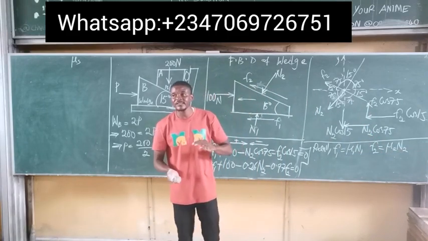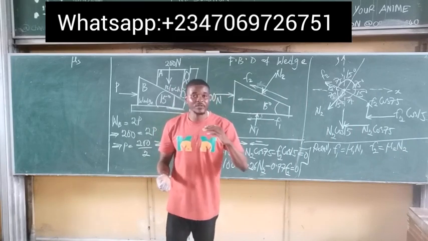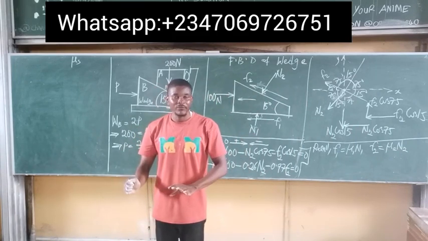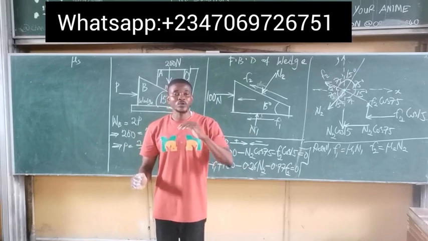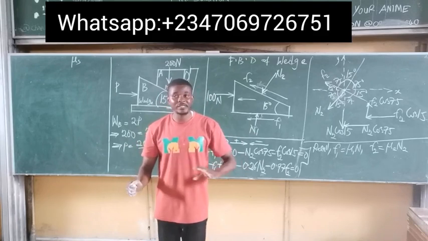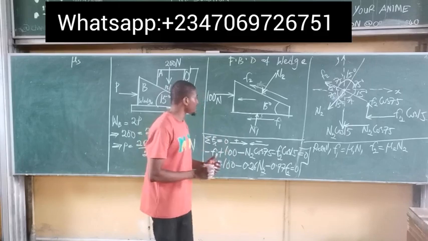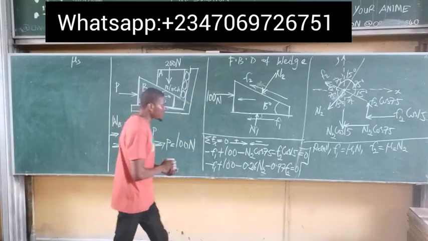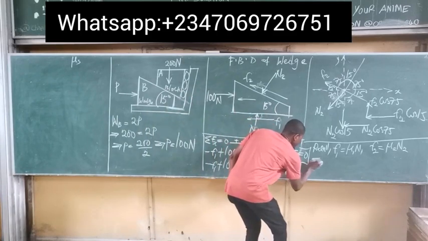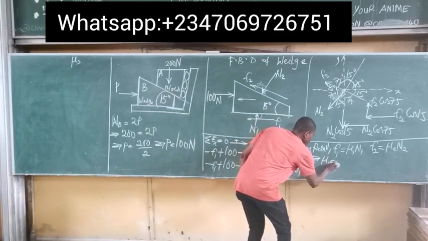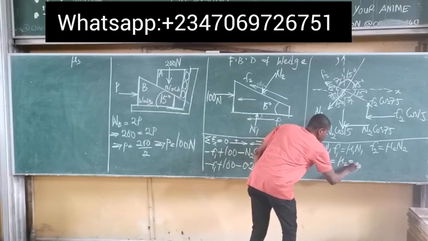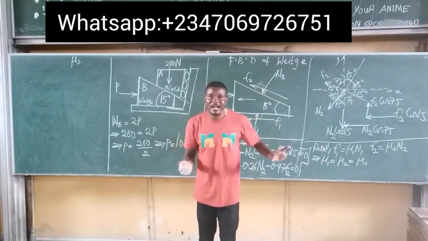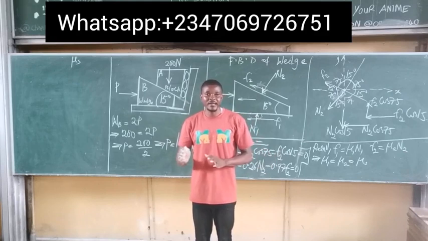And the question says if the coefficient of static friction at all surfaces are what? The same. From the question you can check that the coefficient of static friction at all surfaces are the same, and the value is being signified as mu x. So this implies that mu1 is equal to mu2 and simply equal to what? Mu x. The coefficient of static friction at all surfaces are the same. It doesn't change. It remains the same.